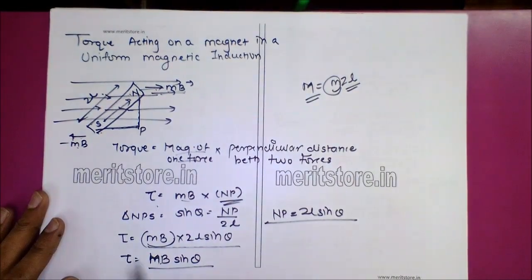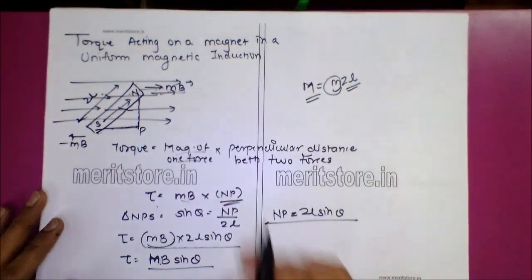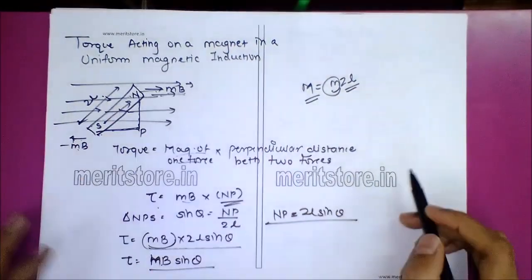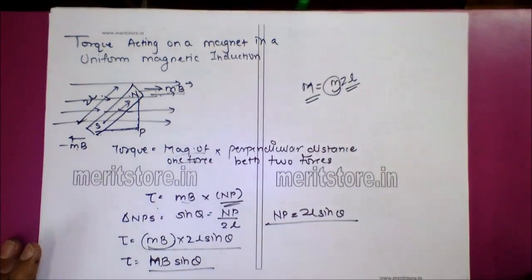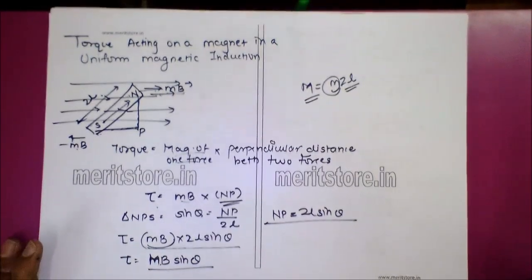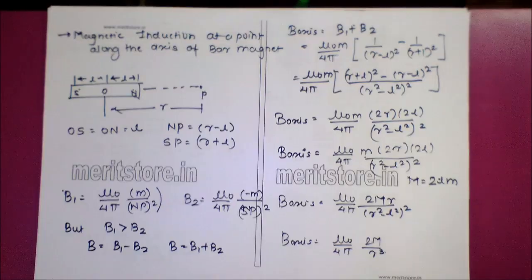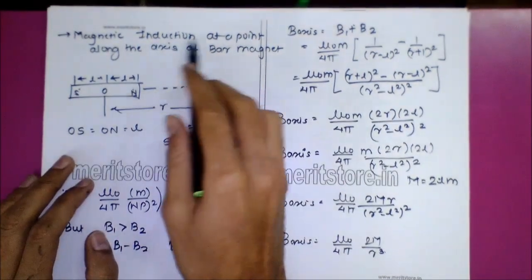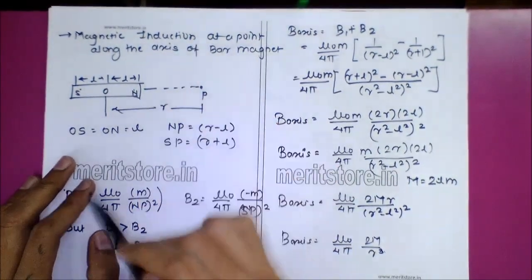So substituting that, we get tau equals mB sin theta, where theta is the angle by which it rotates. That will be the torque acting on the magnet when it is kept in a uniform magnetic induction. Now we will find the magnetic induction at a point along the axis of a bar magnet.